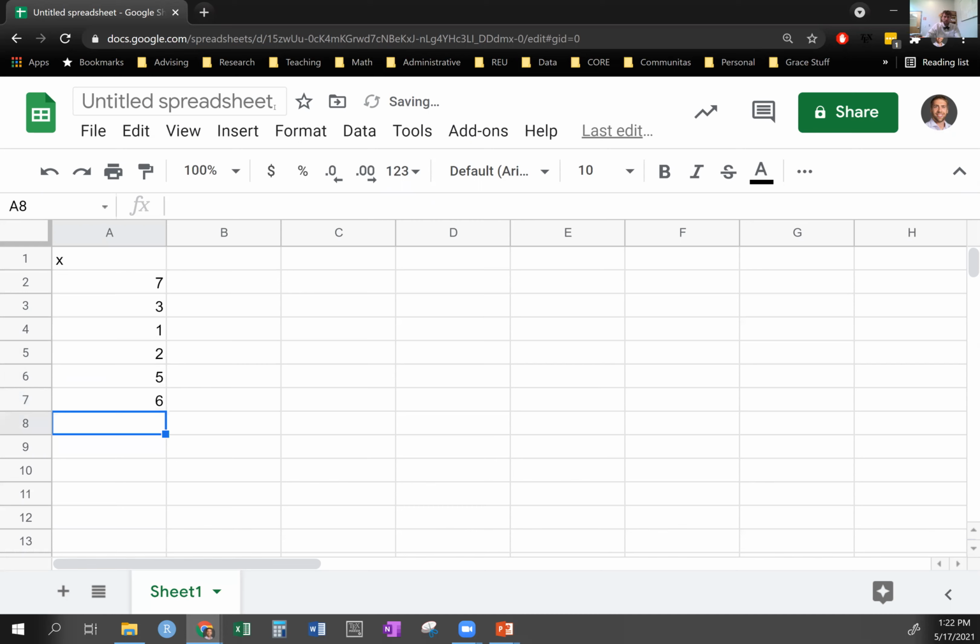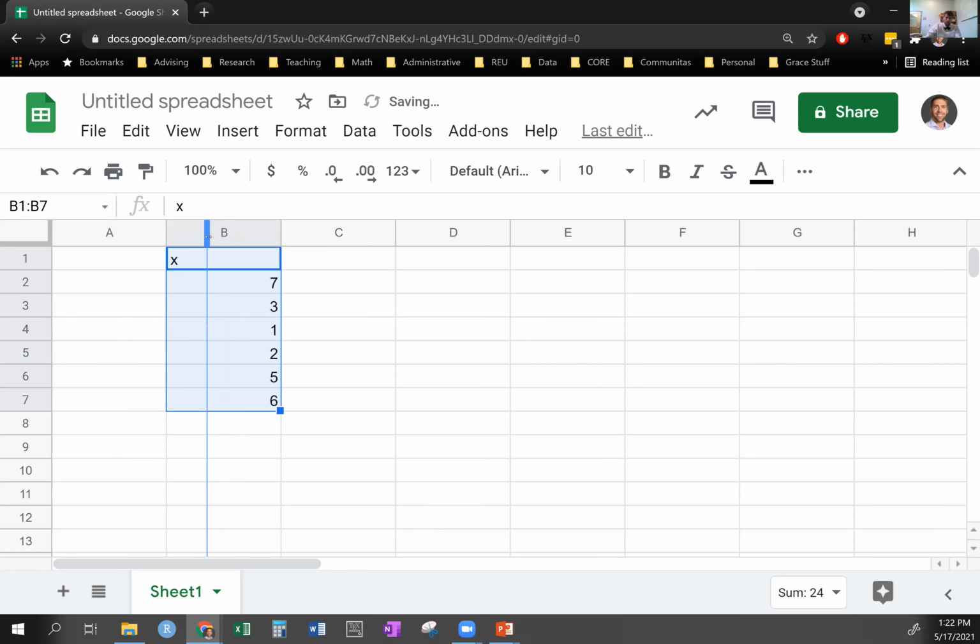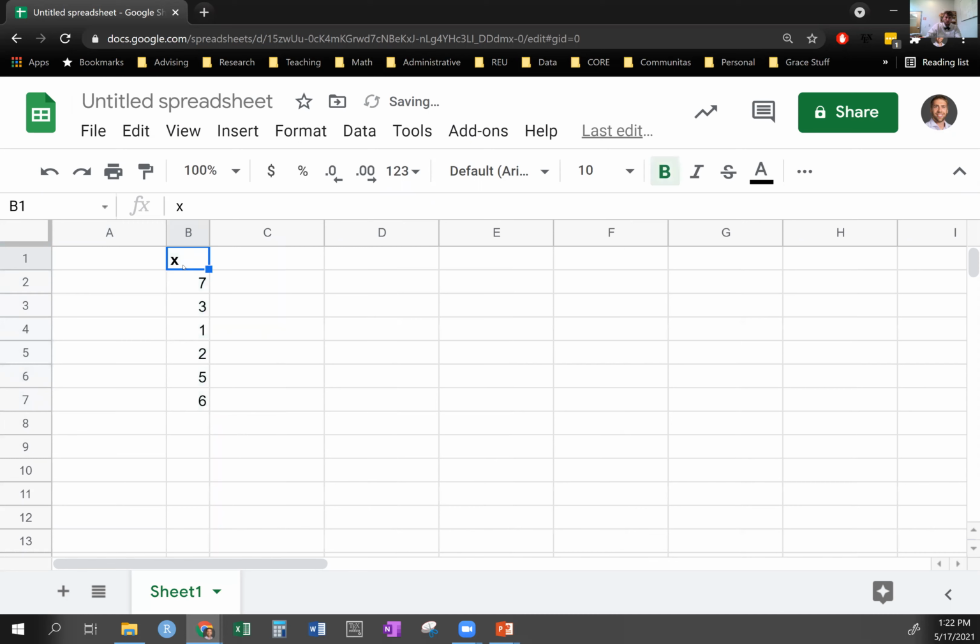Okay. Then over here I can label some things. Let's do a total over here, which is the sum of these values. And maybe I'll do the average.